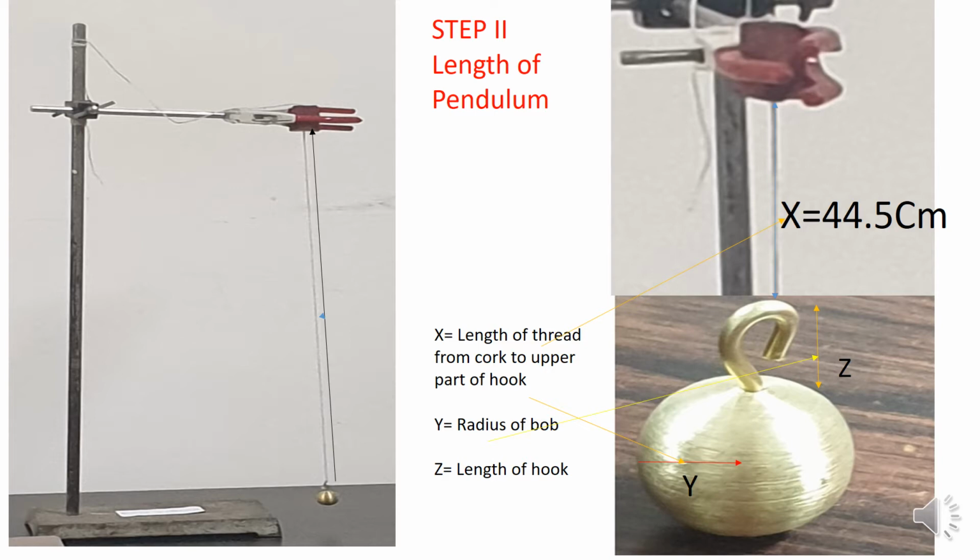Now step 2 is, length of the pendulum we will measure. For this purpose, we have to measure the length of the pendulum in 3 parts. First part is we will try to measure the length of the thread. This is the length of thread from here to here. That is the length of thread, here it is 44.5 centimeter. Then we will take out the hook from here and measure the length of this hook. Then the radius of this bob we will measure.